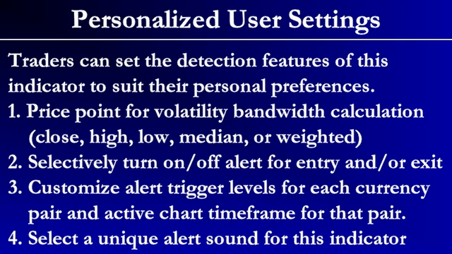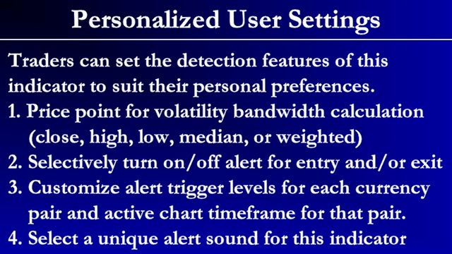So let's talk about the personalization of user settings. First of all, the traders can set the detection features of the indicator to suit their very personal preferences. That includes the price point for volatility bandwidth calculation. Some traders might want to use the closing price for a candle, or a high or a low or a median or a weighted price, and they have that choice with this indicator. Secondly, they can selectively turn on or off the alerts for both entry and for exit. There are separate turn-off features, one for entry and one for exit.